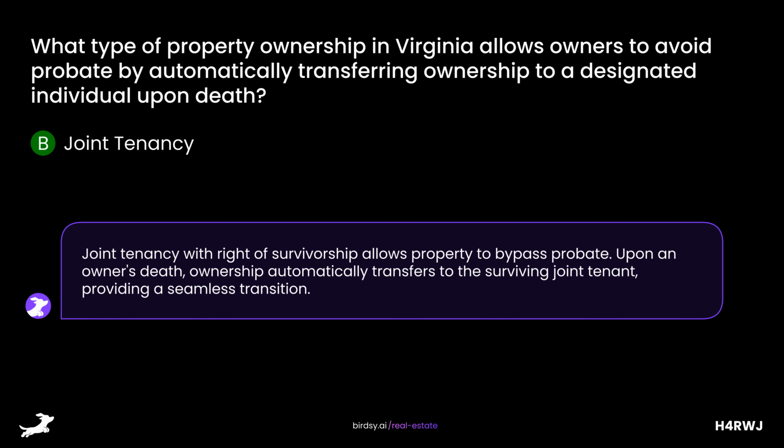Joint tenancy with right of survivorship allows property to bypass probate. Upon an owner's death, ownership automatically transfers to the surviving joint tenant, providing a seamless transition.